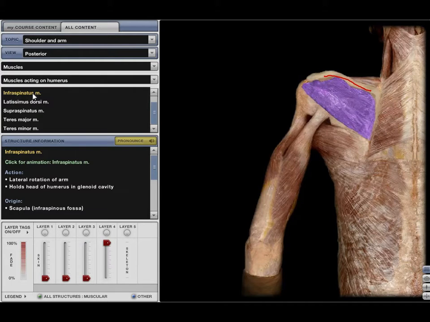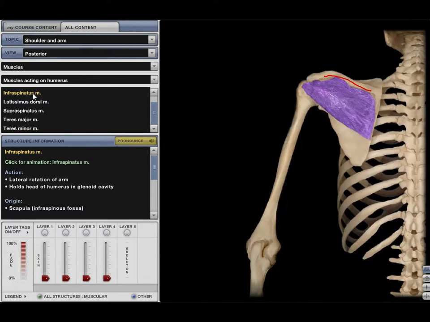We can see that the infraspinatus muscle originates here on the infraspinous fossa and inserts also on the greater tubercle of the humerus. So what do you think the action of the infraspinatus muscle is? Think about if you contracted this muscle and made it shorter, what would happen to the humerus?